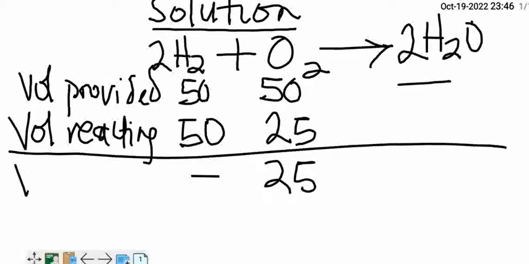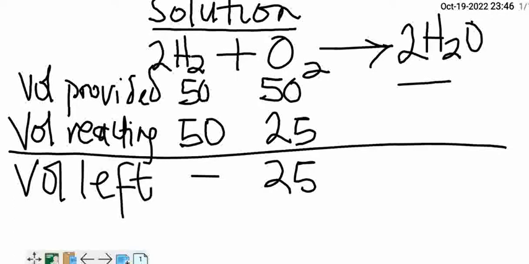Okay, so volume left for each of them, hydrogen is 0. Hydrogen is limited in supply. The 50 of hydrogen provided is not enough to burn the whole 50 of oxygen. So when this 50 of hydrogen had reacted, only 25 of oxygen would have reacted according to this equation. The hydrogen must be twice that of oxygen.